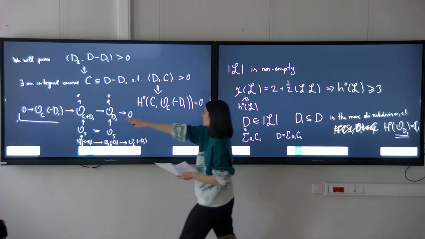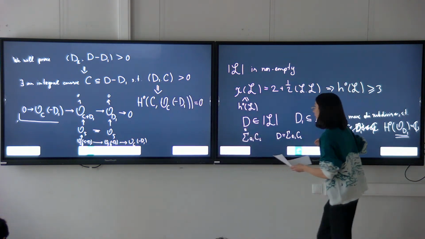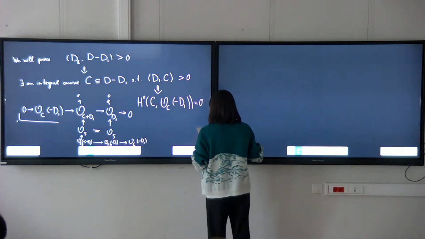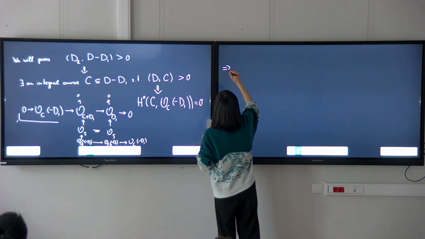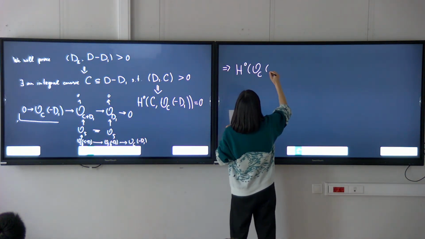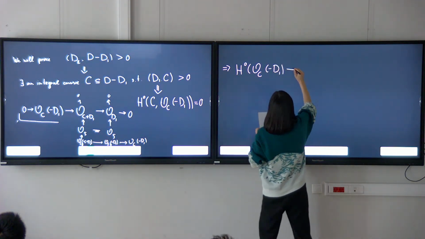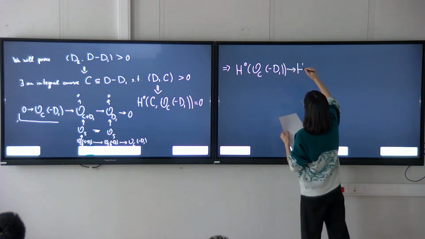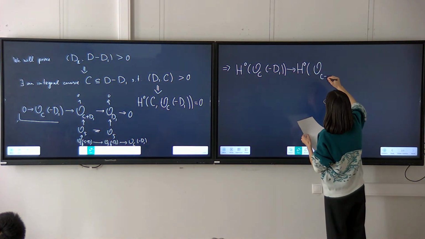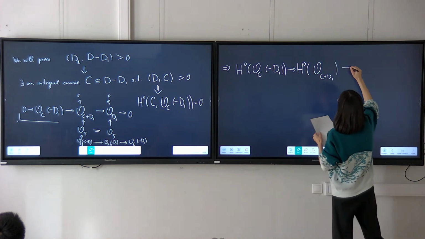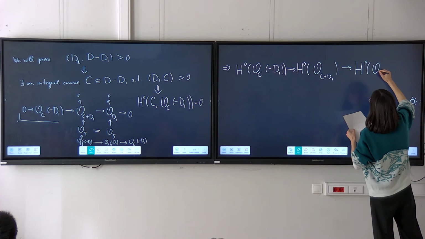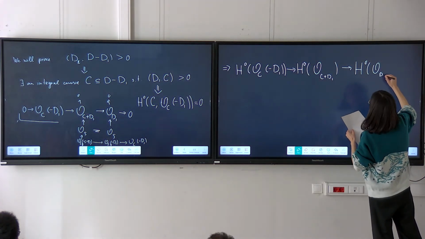So now we have this exact sequence, and now what we obtain from this exact sequence, we obtain that O_C(-D1) maps to O_{C+D1} maps to O_{D1}.